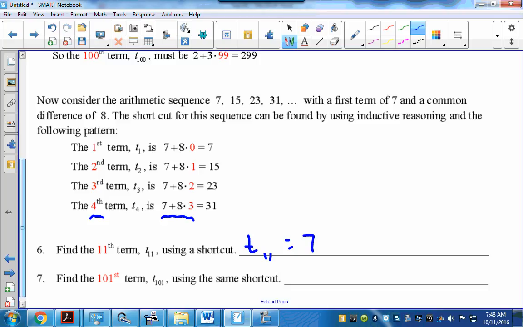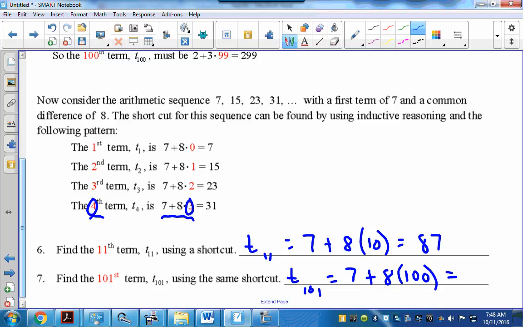It's going to be 7 plus 8 times 1 less. If you're looking for the 4th term, you put a 3 here. If you're looking for the 11th term, you put a 10 there. So that would be 87. And T sub 101 is 7 plus 8 times 1 less than 101, which is 100. So that's 807.